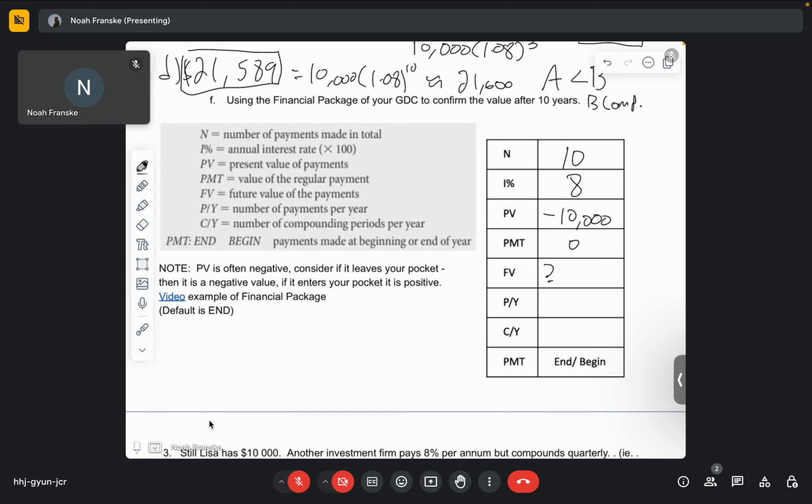Payments per year was 1, right? We're only getting that interest once per year. Compounding per year, also 1. Payment, PMT, they say you can always do it as the end, right? It says default is end, and it's pretty much true, right?